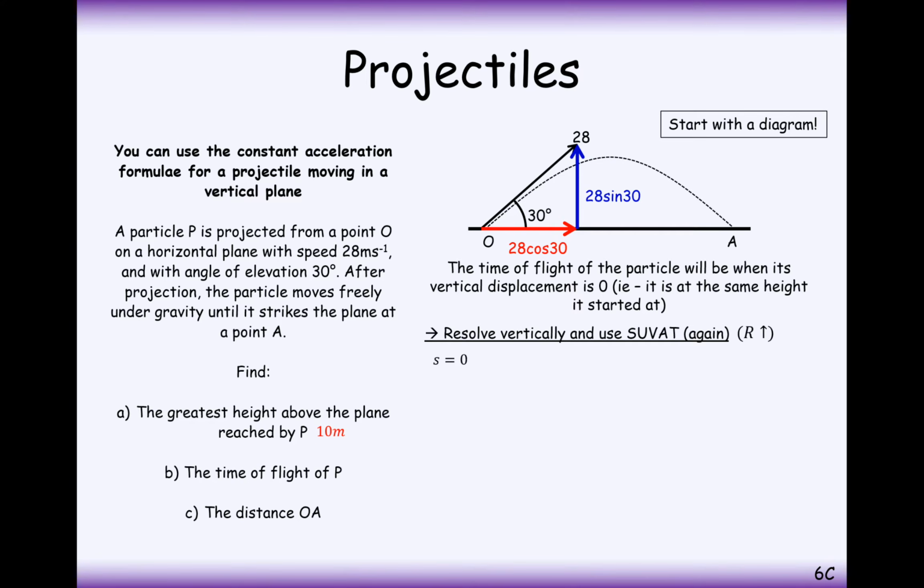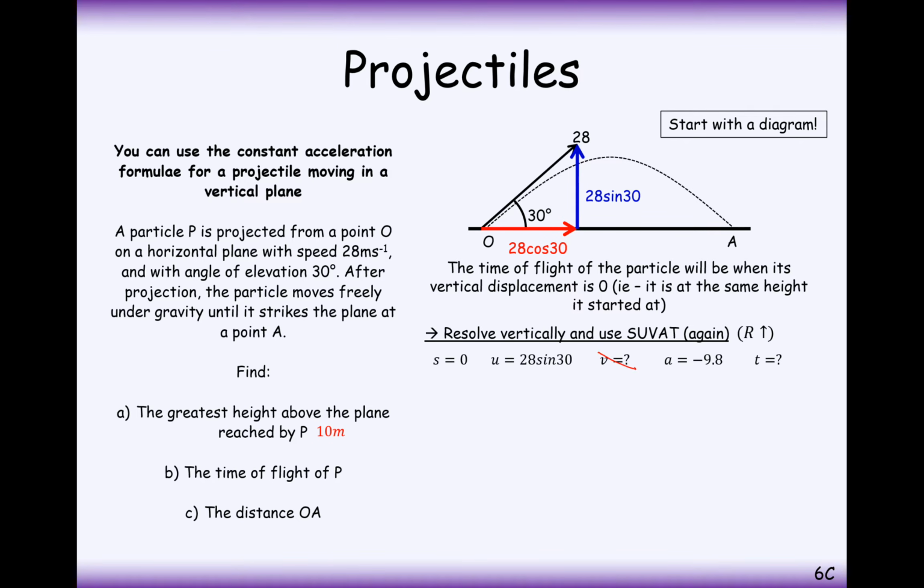So working vertically, s is 0, and we want to find the time it takes for this whole flight to happen. So t is going to be our answer here. We're working vertically, so the initial speed is going to be 28 sin 30. We're not interested in its final velocity. That would actually be minus 28 sin 30, but that's for another day. And acceleration downwards will be minus 9.8. And t is what we're looking to find.